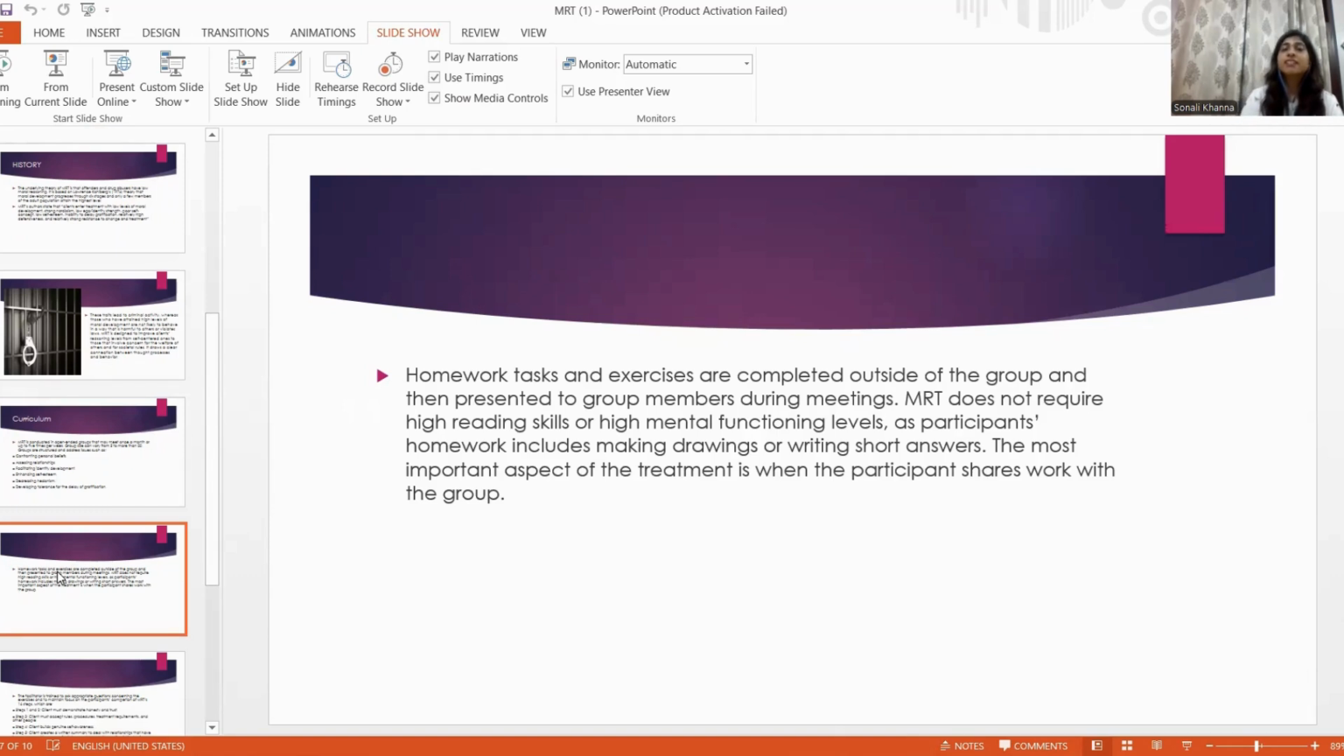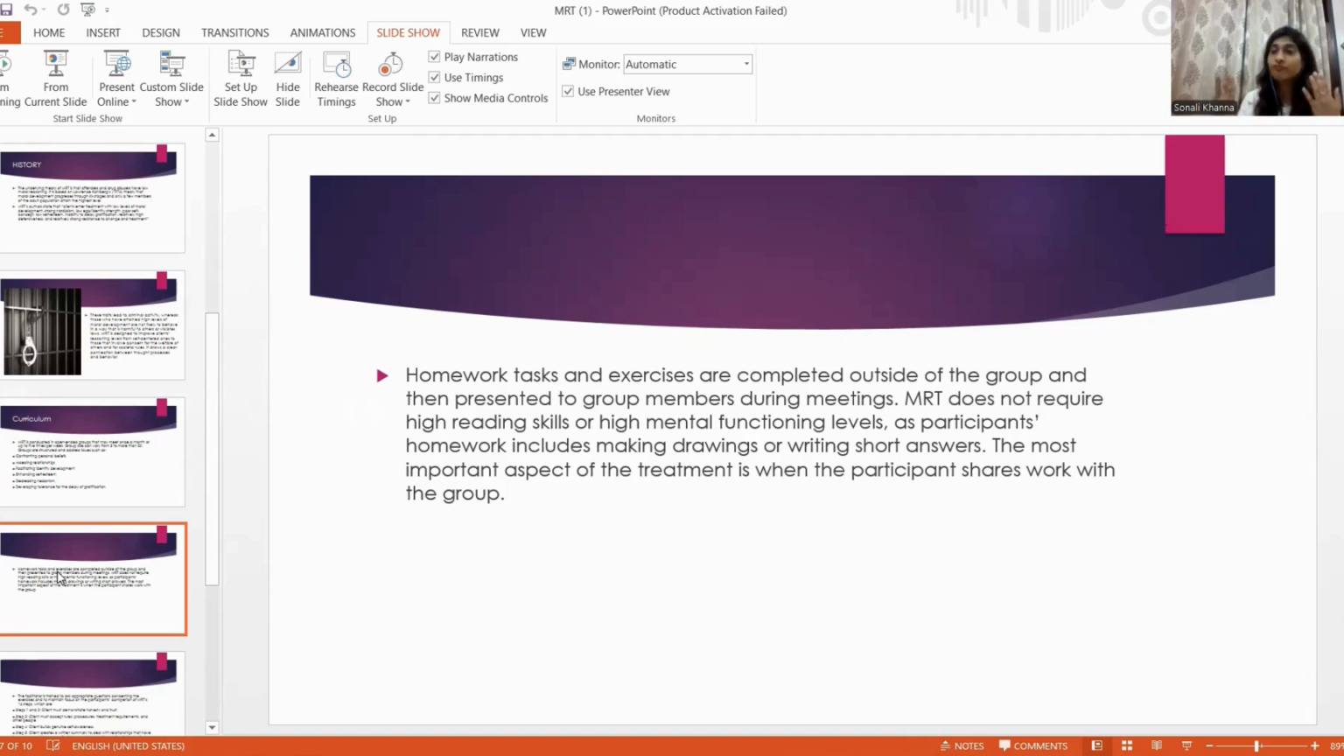Homework tasks and exercises are completed outside of the group and then presented to group members during meetings. MRT does not require high reading skills or mental functioning level, as participant homework includes making drawings or writing short answers. The most important aspect of the treatment is when the participants share work with the group.